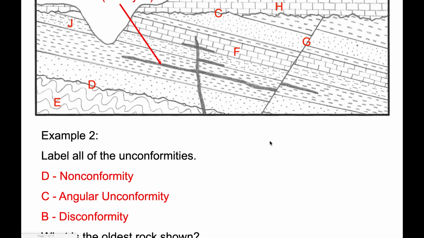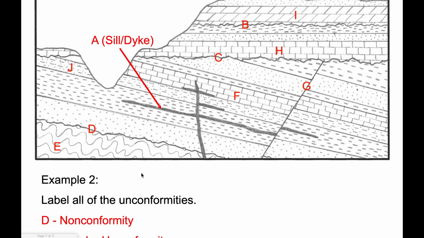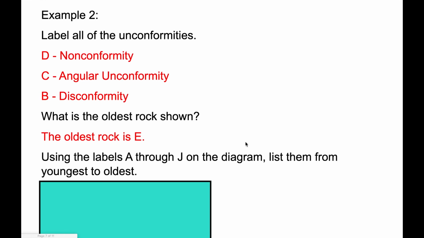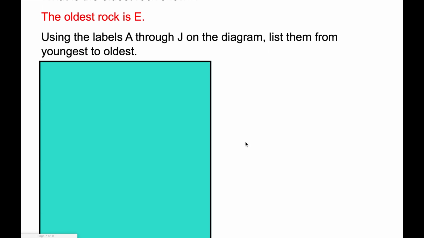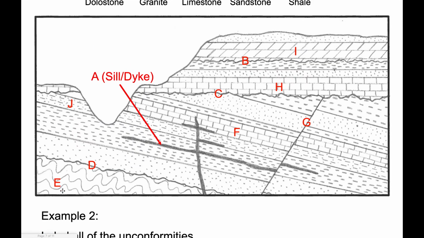What is the oldest rock shown? Well, we have metamorphic rock eroded down with all of these layers of sedimentary rock deposited on top. Everything crosscuts E. Therefore, E, our folded metamorphic rock, has to be the oldest. Now we're going to go through all of our labels A through J and list them from youngest to oldest. Oldest is obviously our metamorphic rock. Next up, that metamorphic rock had to be eroded down. That's our first unconformity, D.